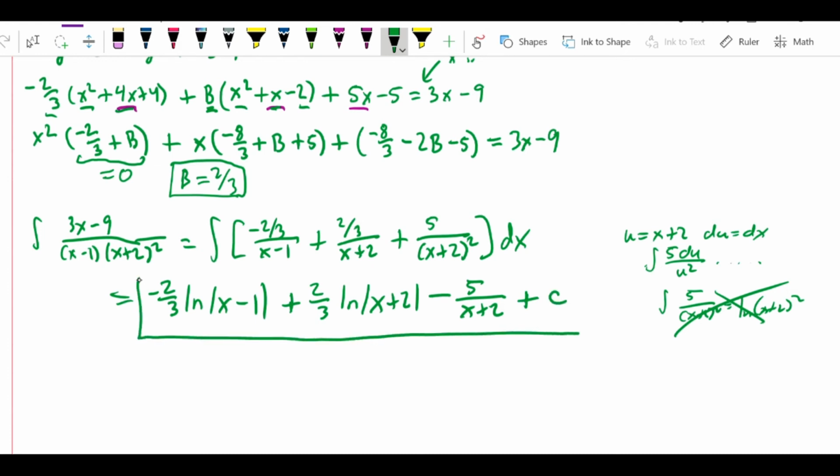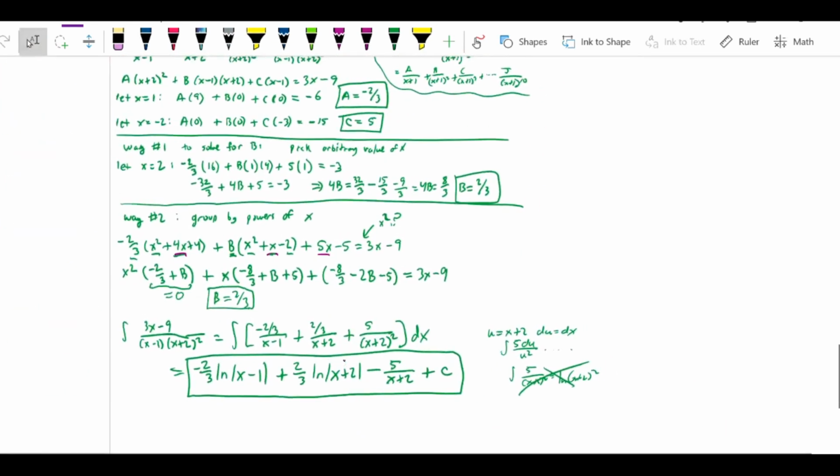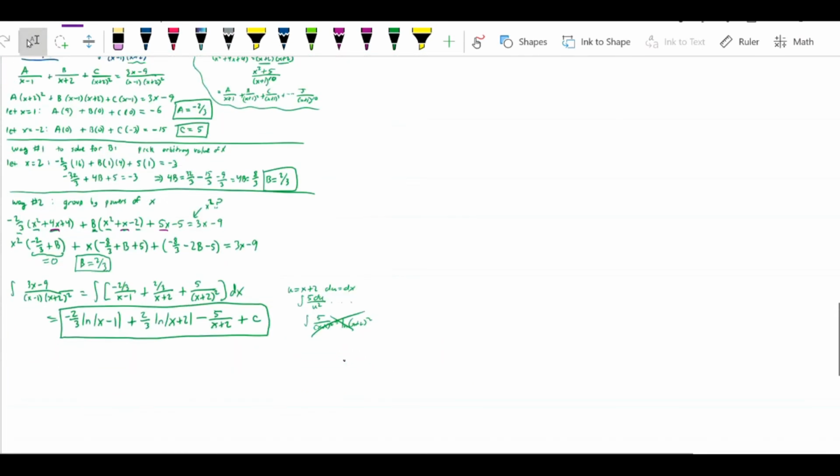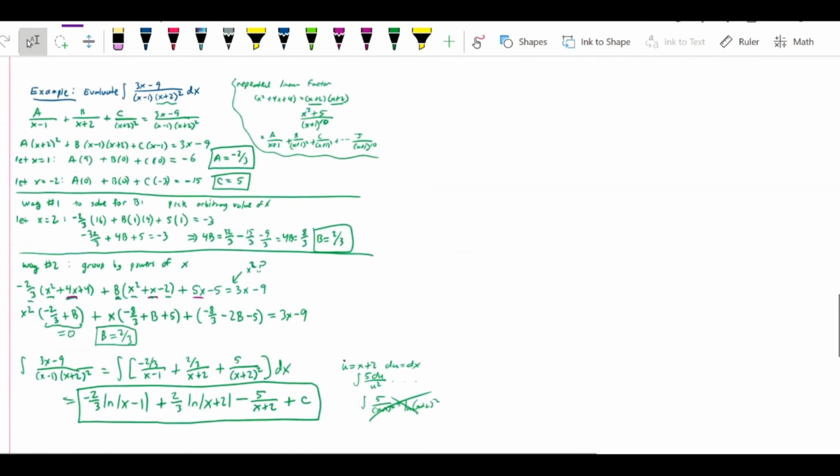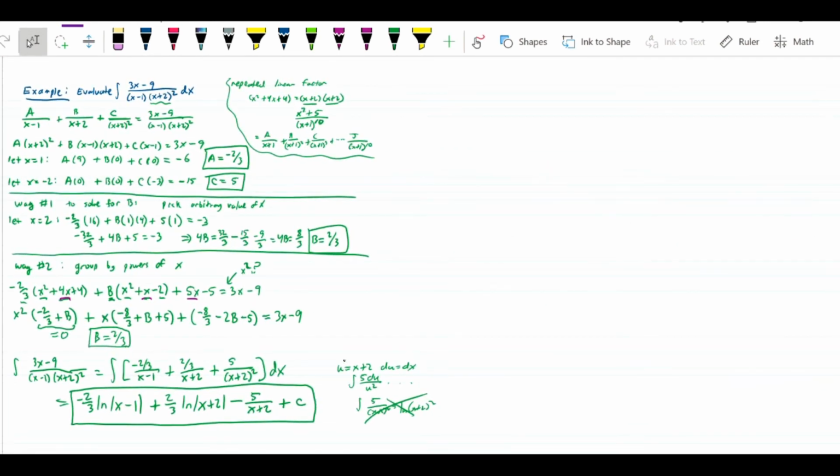But here we have the answer to this problem. Let's see if we can get the whole thing on one page. There we go. Sorry, it's a little bit small, but there we go. That's how you solve this problem.